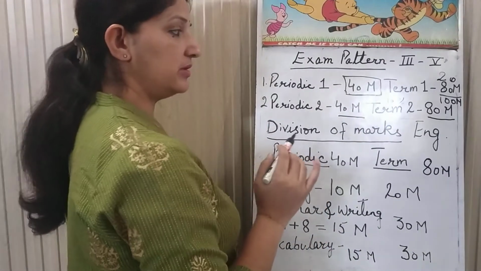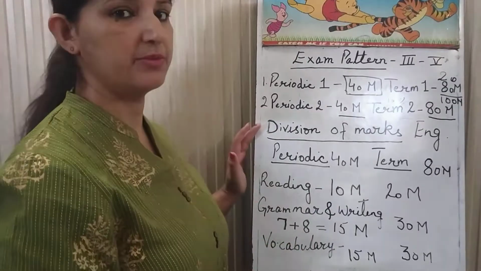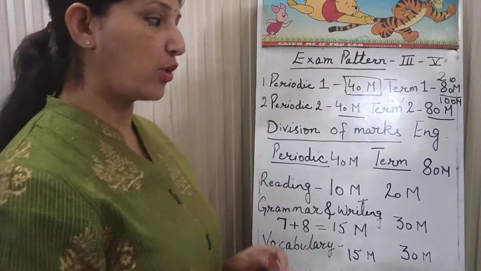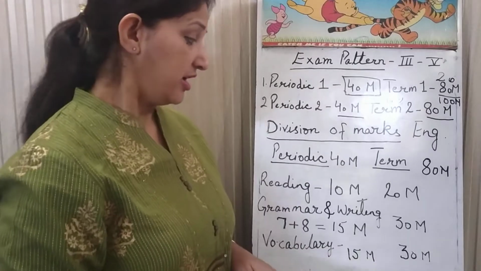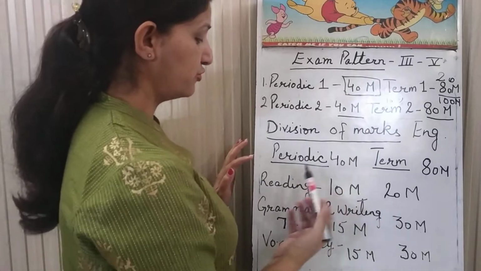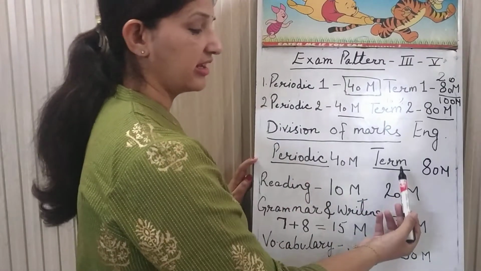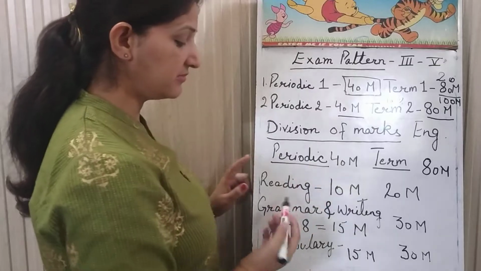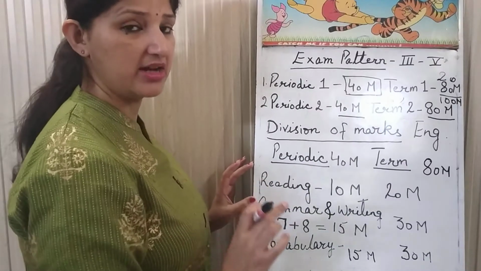Now if we talk about the division of marks, how is the division done in the paper, and what segments the paper has. Here I have taken 2 papers: the first one is the periodic and the second one is the term exam, 40 marks and 80 marks. The segments are the same, but the division of marks is different.